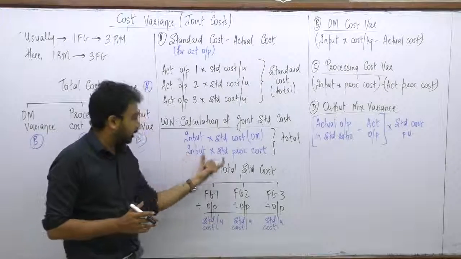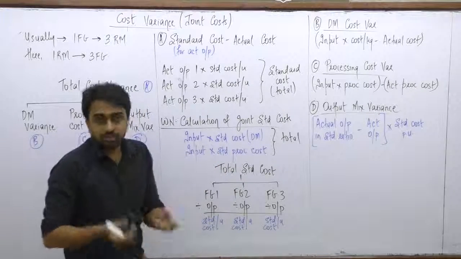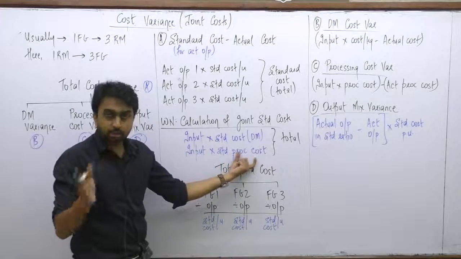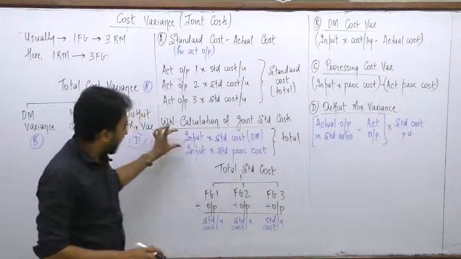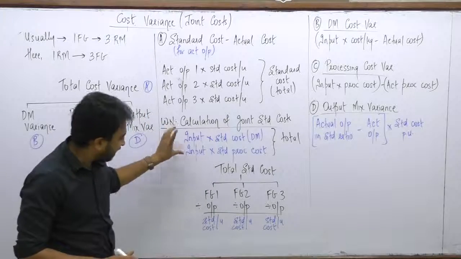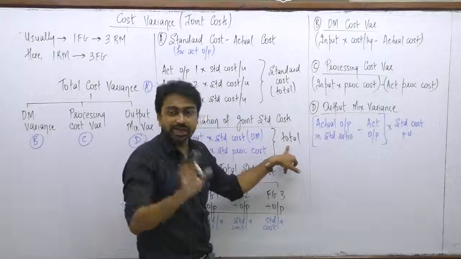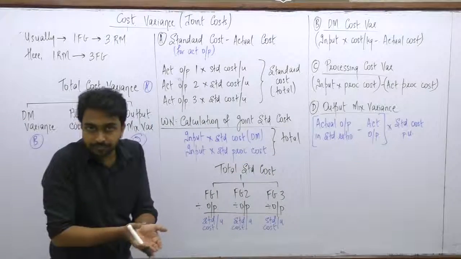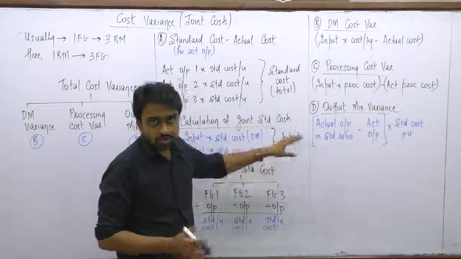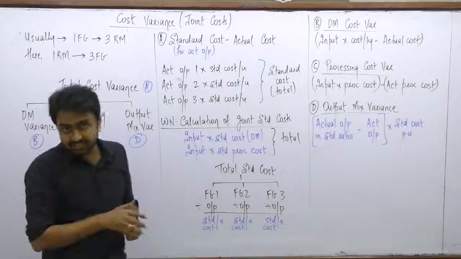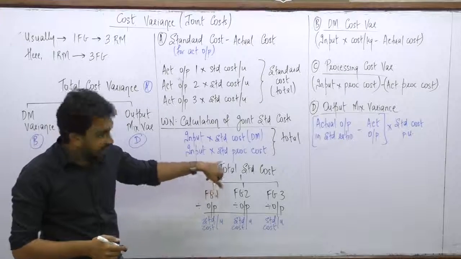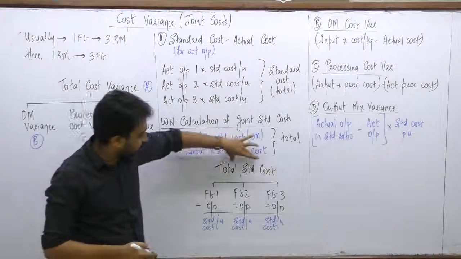The same input into some standard processing cost, 5 rupees per kg, 10 rupees per kg, as the case may be, will give me the total standard processing cost. When I add both of them, I'll get total standard cost. This is the standard cost of my inputs. This total standard cost I need to find on a per unit basis of the finished goods. So I need to allocate the total standard cost.